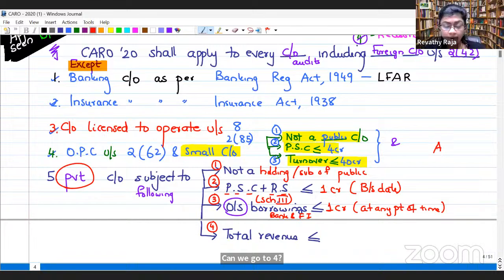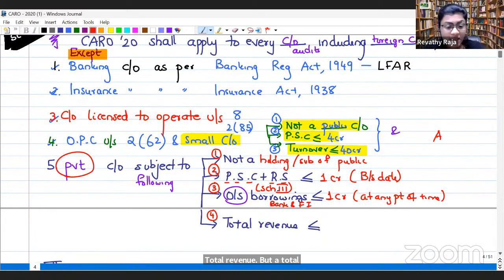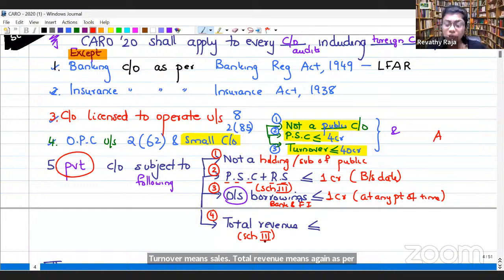Total revenue. Is total revenue and turnover the same? No, it's different. Turnover means sales. Total revenue means, again, as per Schedule 3.